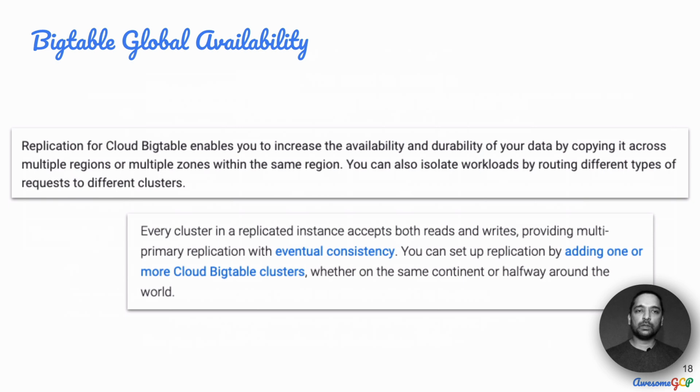Let us just look at the documentation on Bigtable global availability. It says that replication for Cloud Bigtable enables you to increase the availability and durability of your data by copying it across multiple regions or multiple zones within the same region. In another section, every cluster in a replicated instance accepts both reads and writes, providing multi-primary replication with eventual consistency. You can set up replication by adding one or more Cloud Bigtable clusters, whether on the same continent or halfway around the world. So Bigtable is good for global availability.